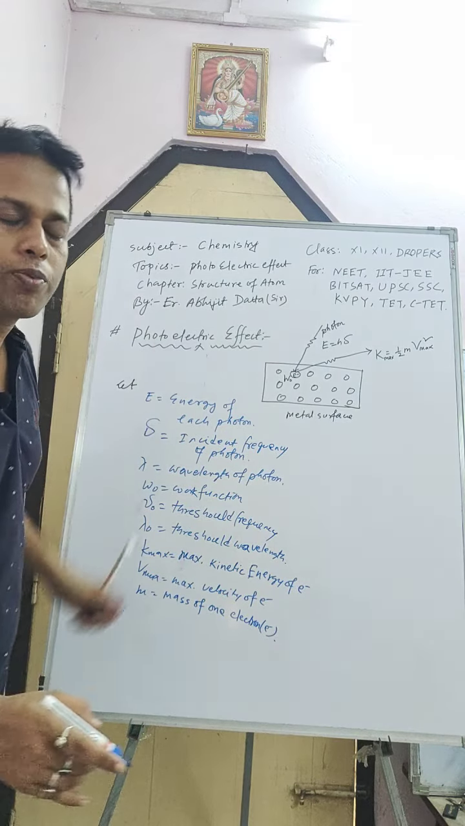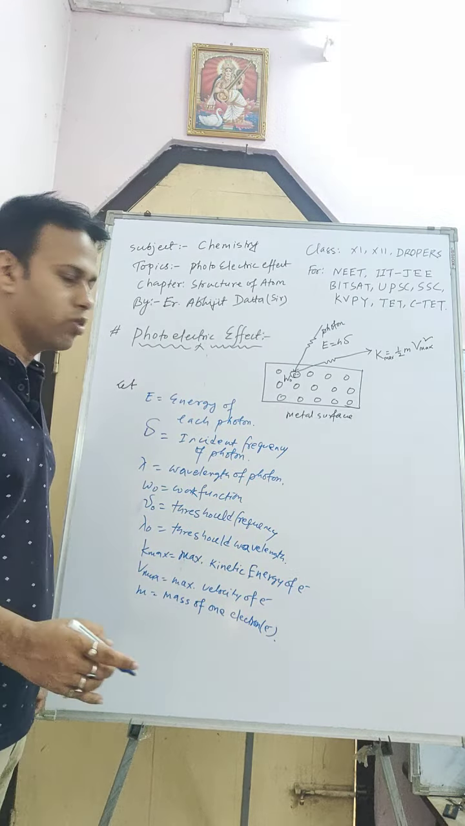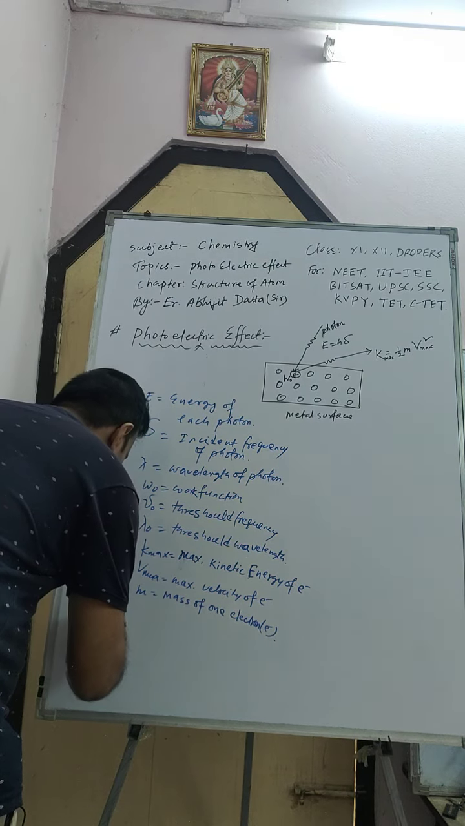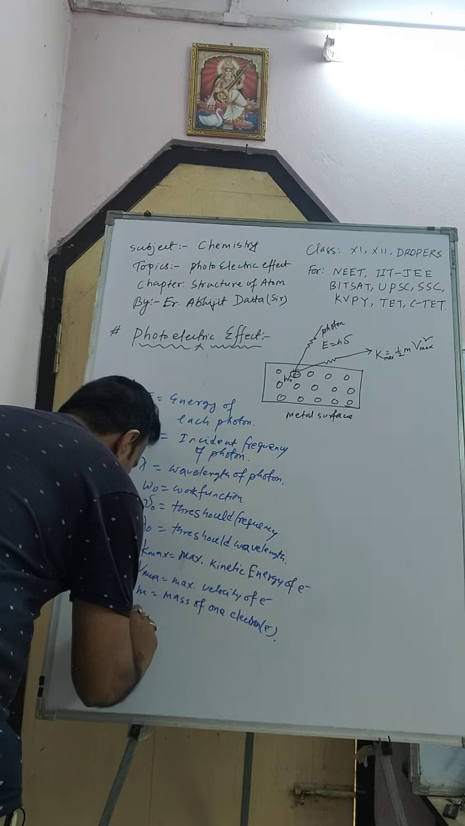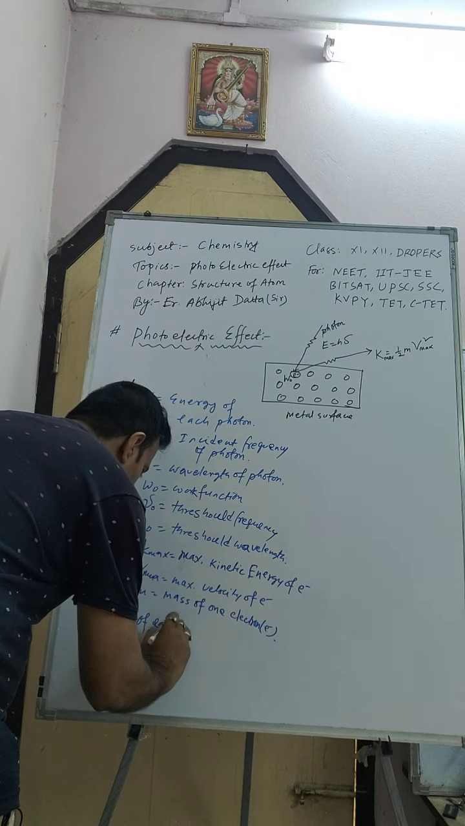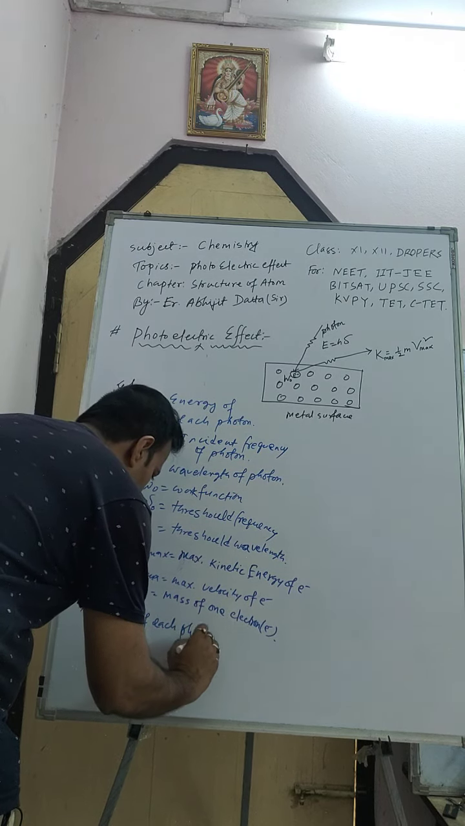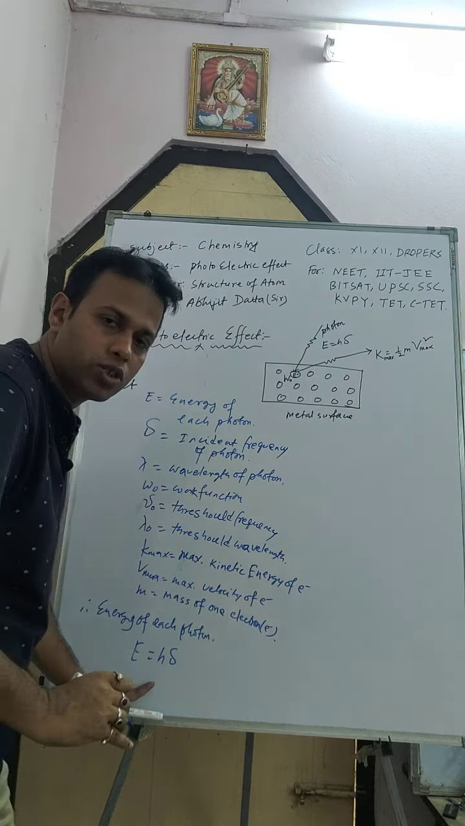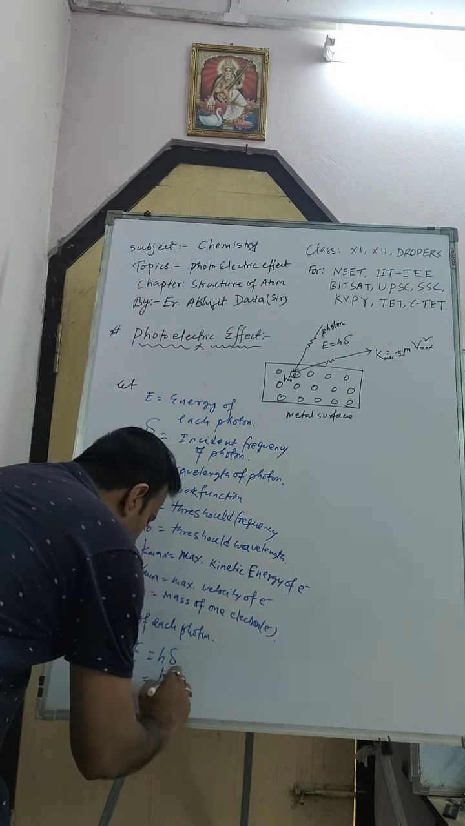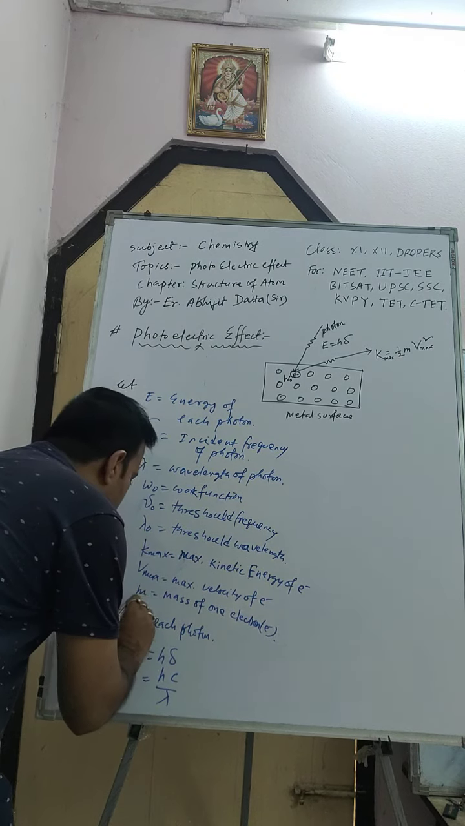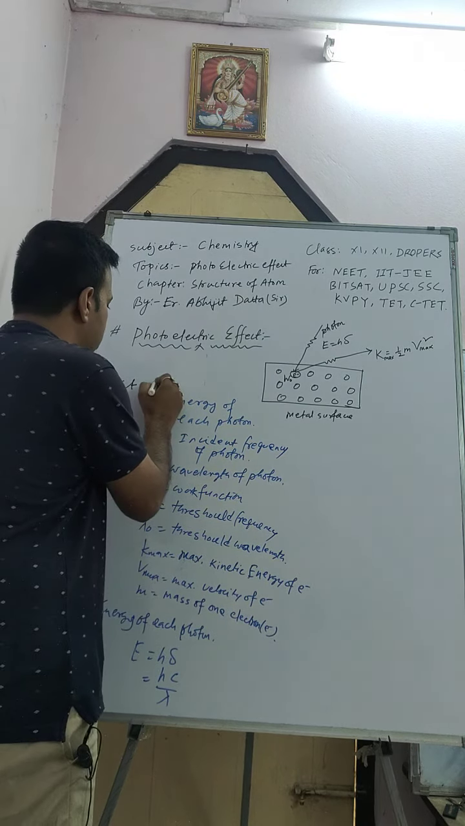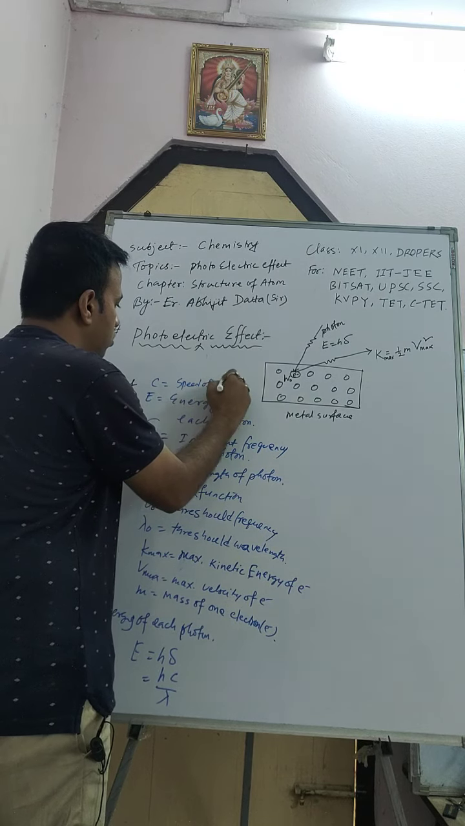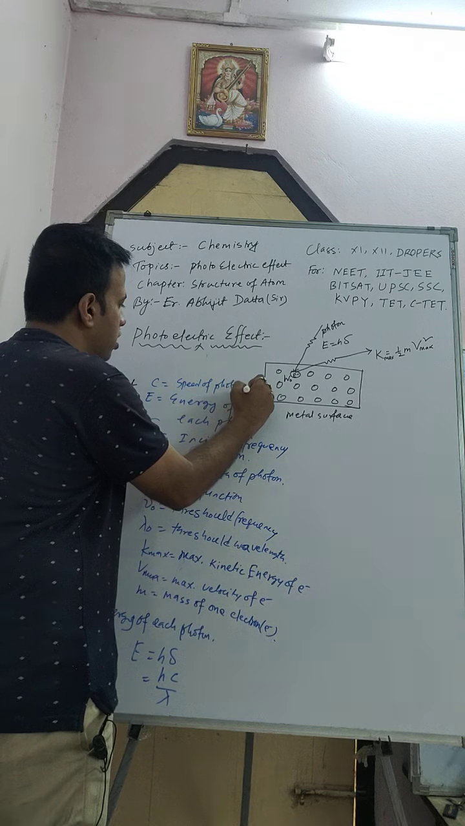Now we know that from Planck's quantum theory, the energy of each photon is E equal to h nu, where h is Planck's constant. Then we can write it as hc by lambda, where c is the speed of light in air.